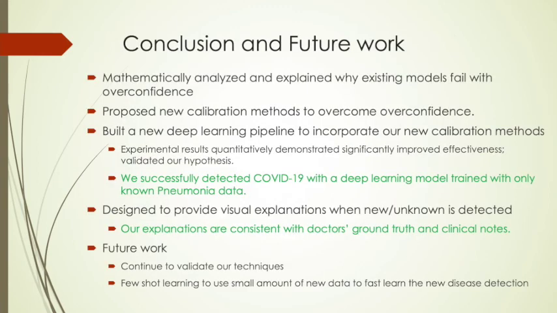In conclusion, in this project, we mathematically analyzed and explained why existing models fail with overconfidence, and proposed new calibration methods to overcome overconfidence. We validated our hypothesis by quantitative experiments showing significant performance improvement over baseline using two different types of datasets, skin lesion and chest X-ray. Using just-in-time real-world COVID-19 data, we tested our novel method and successfully detected the new COVID-19 disease with a deep learning model trained only with the known pneumonia image data. Our novel visual explanation method is also consistent with doctor ground truth labeling and clinical notes.